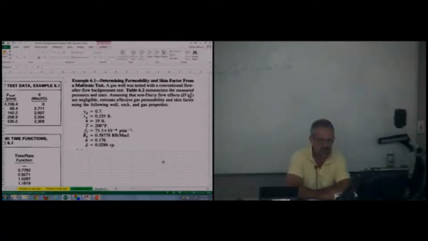Basically, on this test, we're after perm and skin. I'll go over skin when we get to that point. Basically, what we're after on any test is permeability.